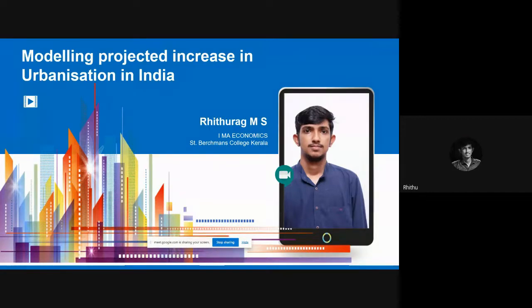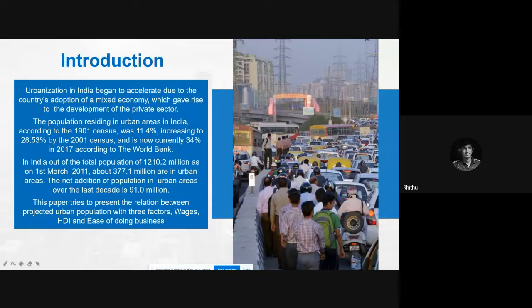Good afternoon to one and all, respected teachers, honorable guests of the day, and all my dear friends. My paper is titled Modeling Projected Increase in Urbanization in India. As we all know, urbanization in India began to accelerate due to the country's adoption of a mixed economy, which gave rise to the development of the private sector. The population residing in urban areas in India in 1901, according to the 1901 census, was 11.4%. It rose to 28.53% in 2001 and subsequently 34% in 2017, according to the World Bank.